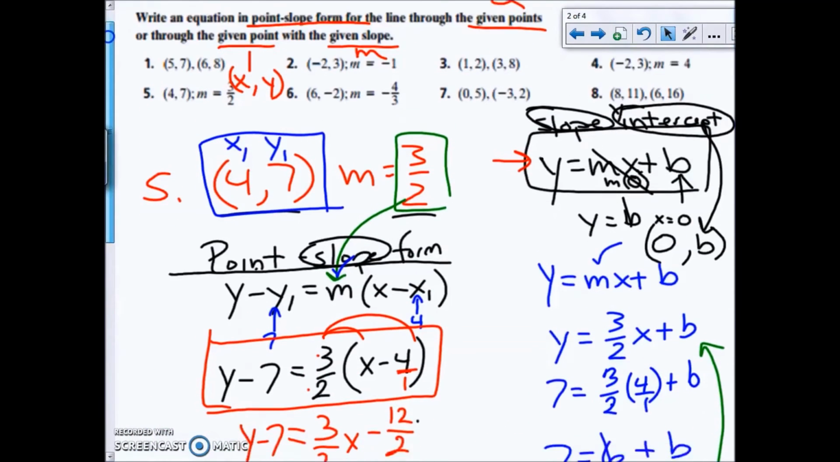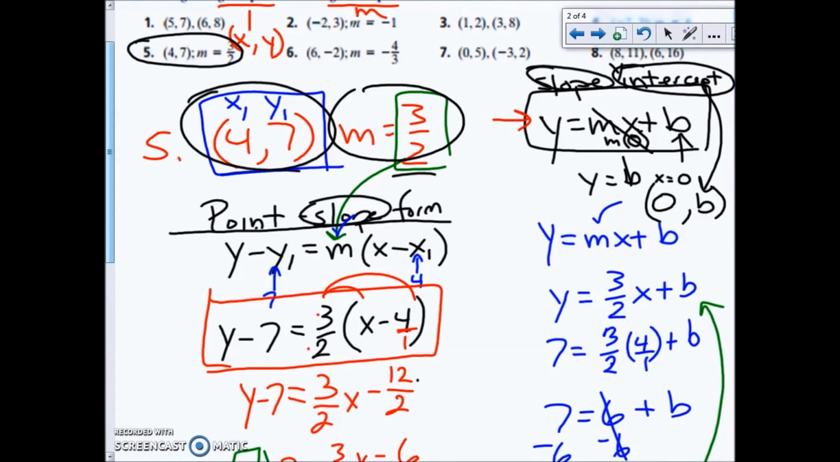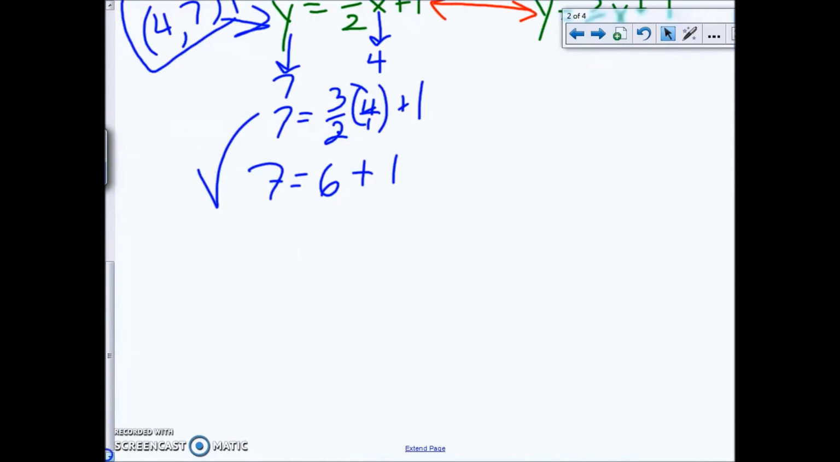Given a point, this time we were given a point and the slope. They gave us a point and the slope, and we're able to write the equation of a line. In the next video, we're going to see what happens when they only give us 2 points.